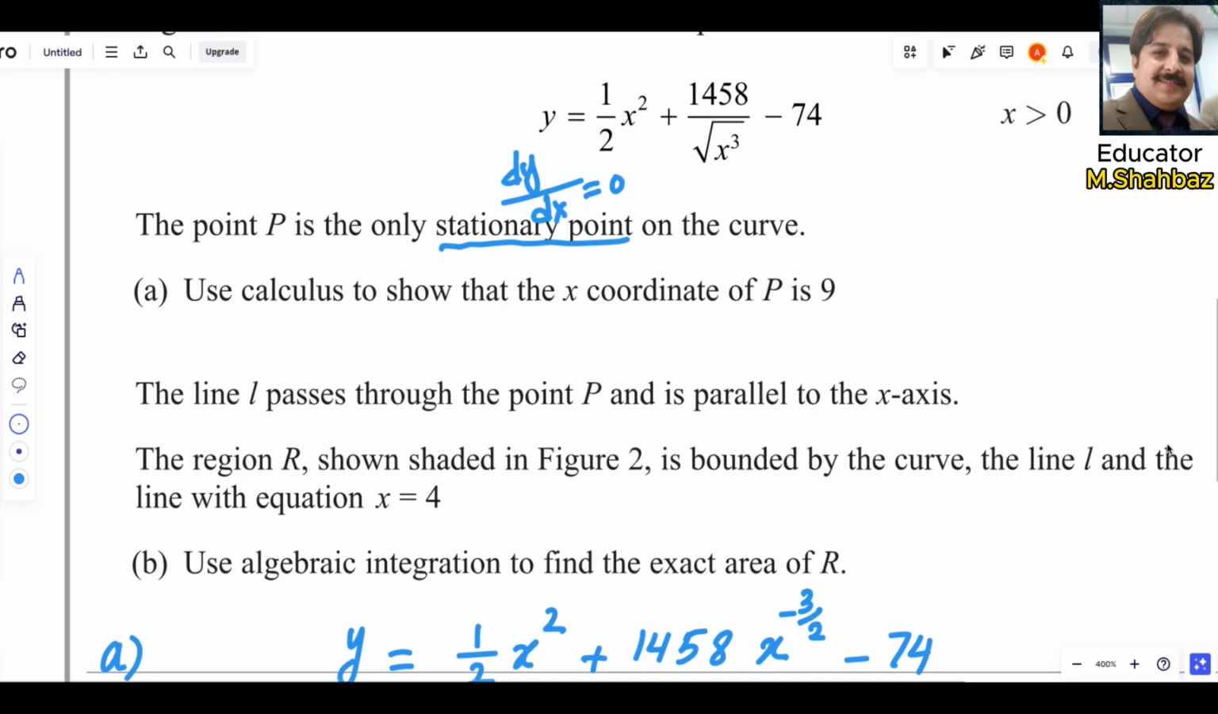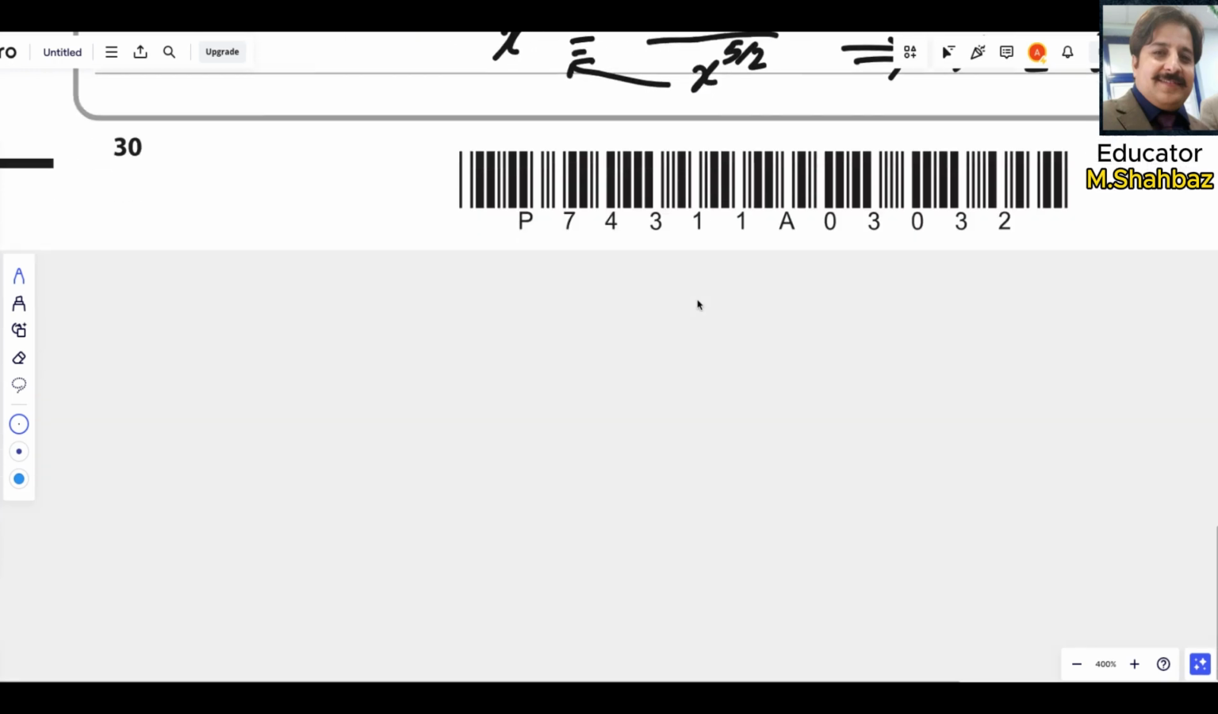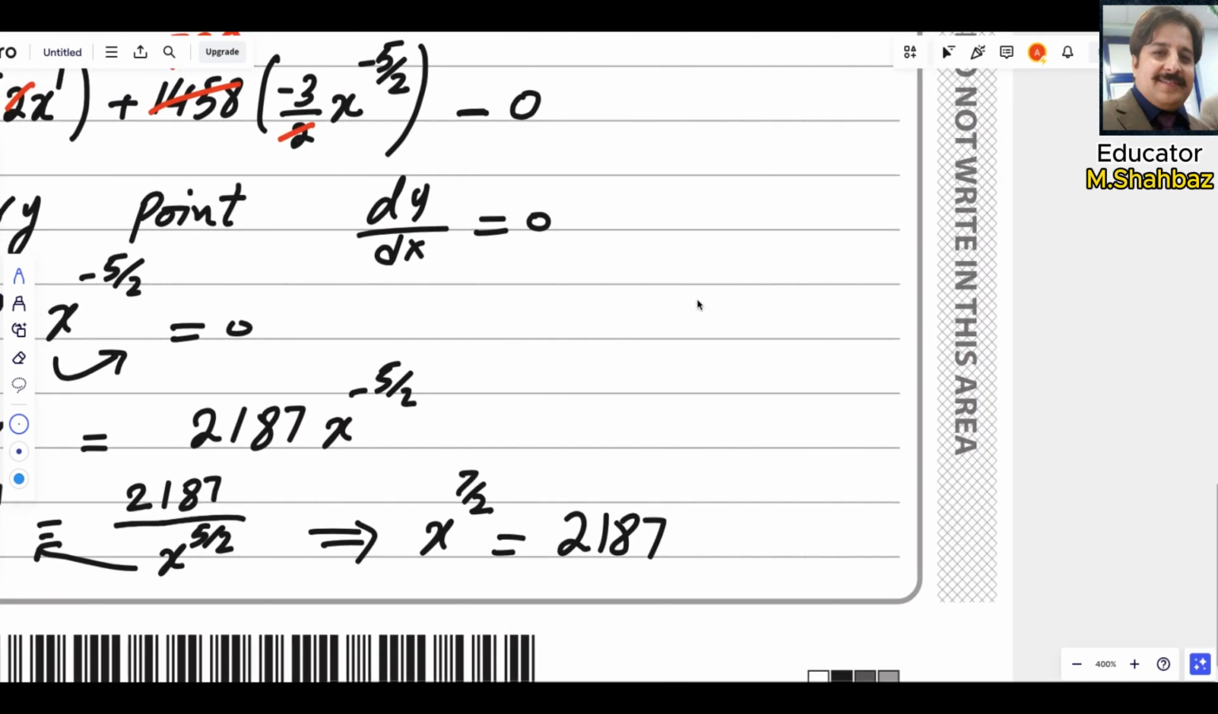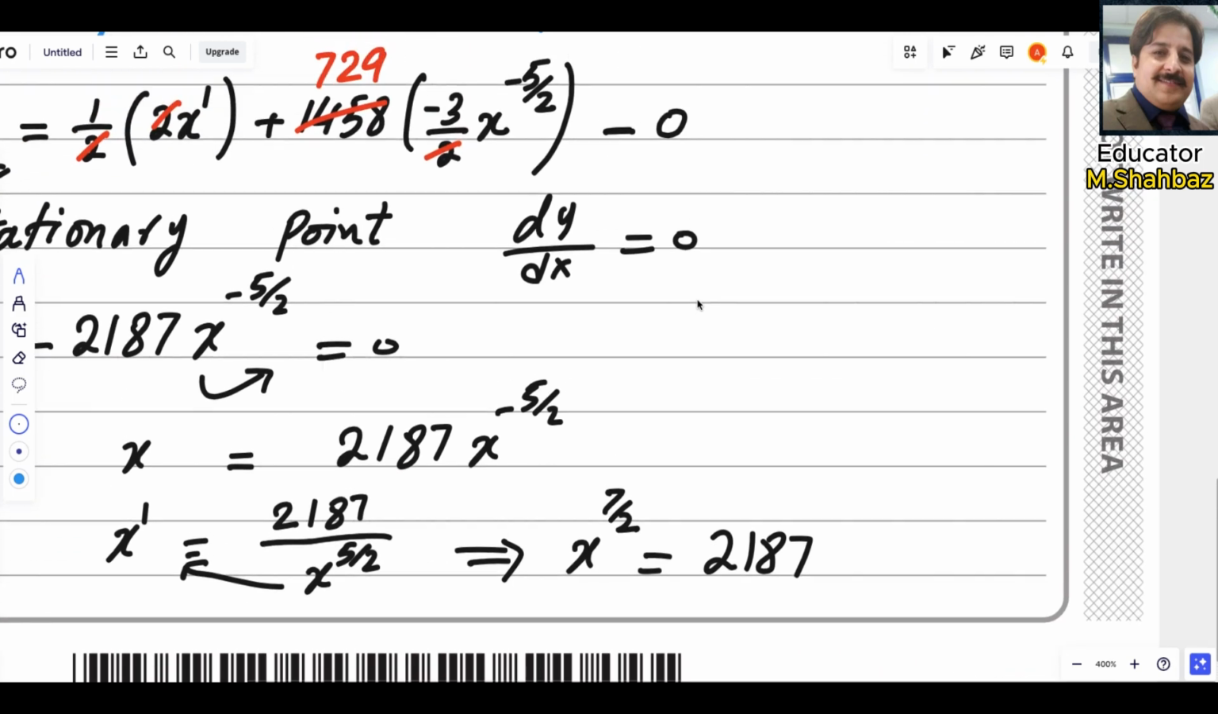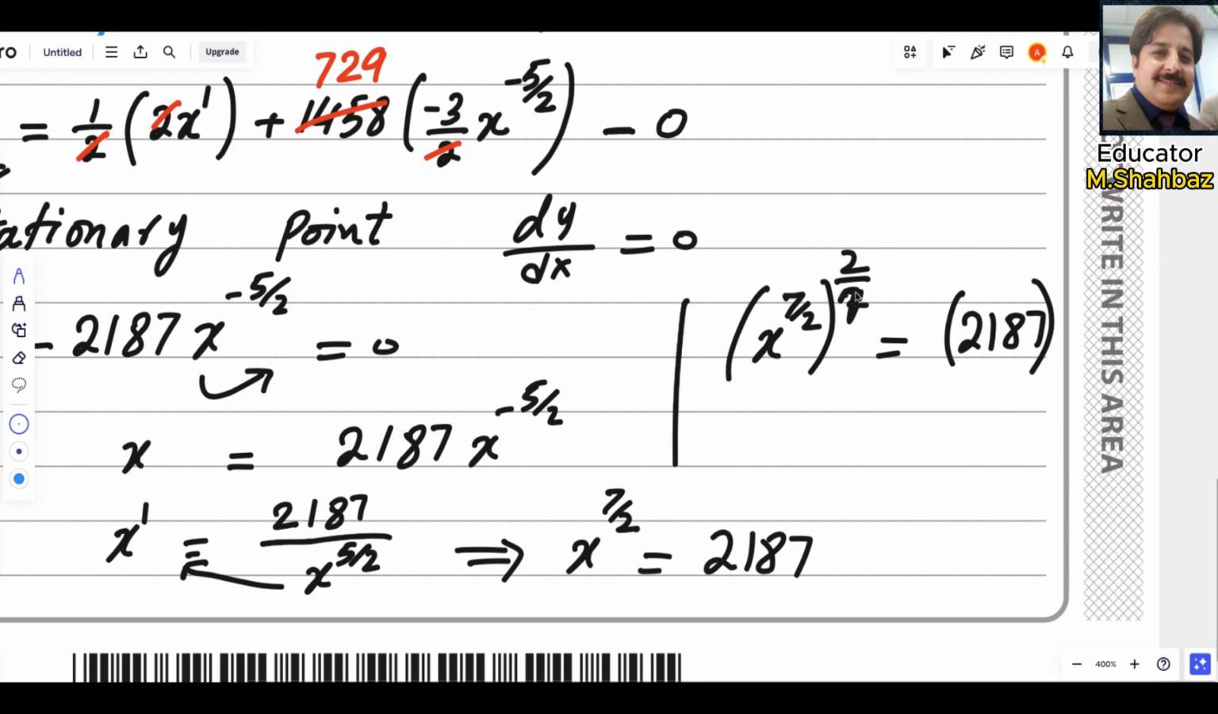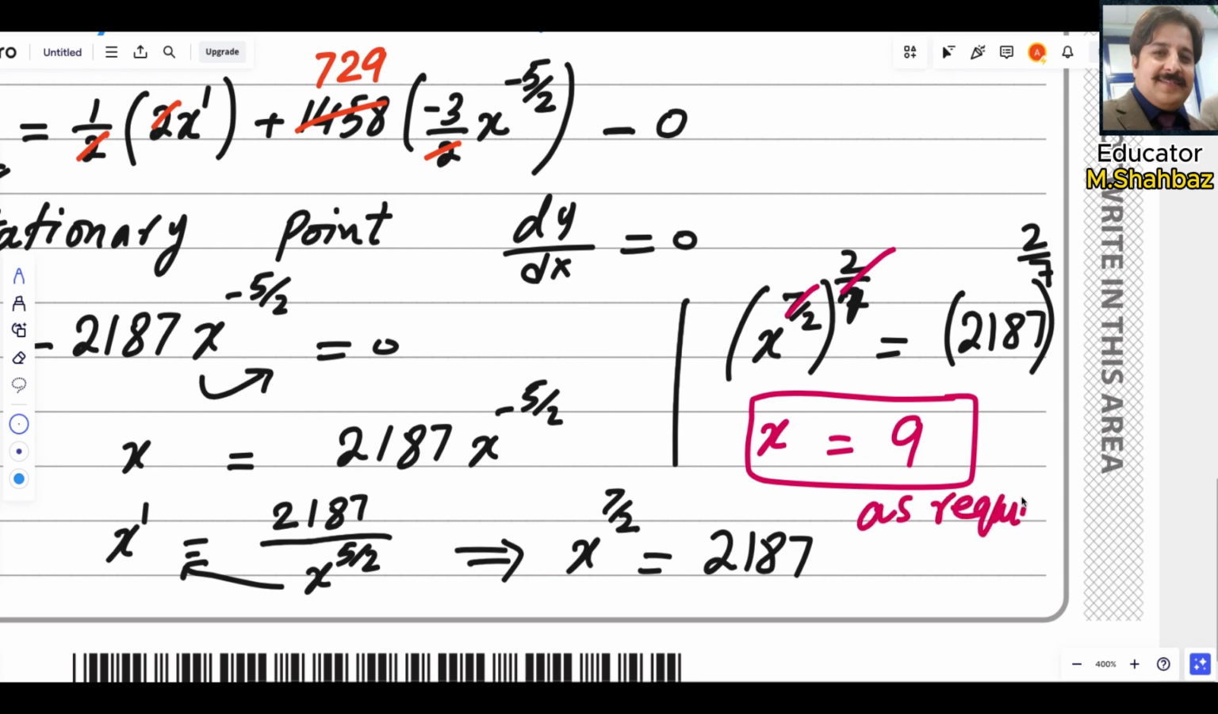Actually, we want to get the x-coordinate of P, so we are getting the value of x now. How to get x alone from here? Because 7 over 2 is the power, we take the reciprocal as the power to get rid of this 7 over 2. So it will be 2187 to the power 2 by 7. For sure, you will get rid of this power, and we get x alone, and x equals 9. Once you use the calculator, you will get the answer 9 as required. So the first part is done.